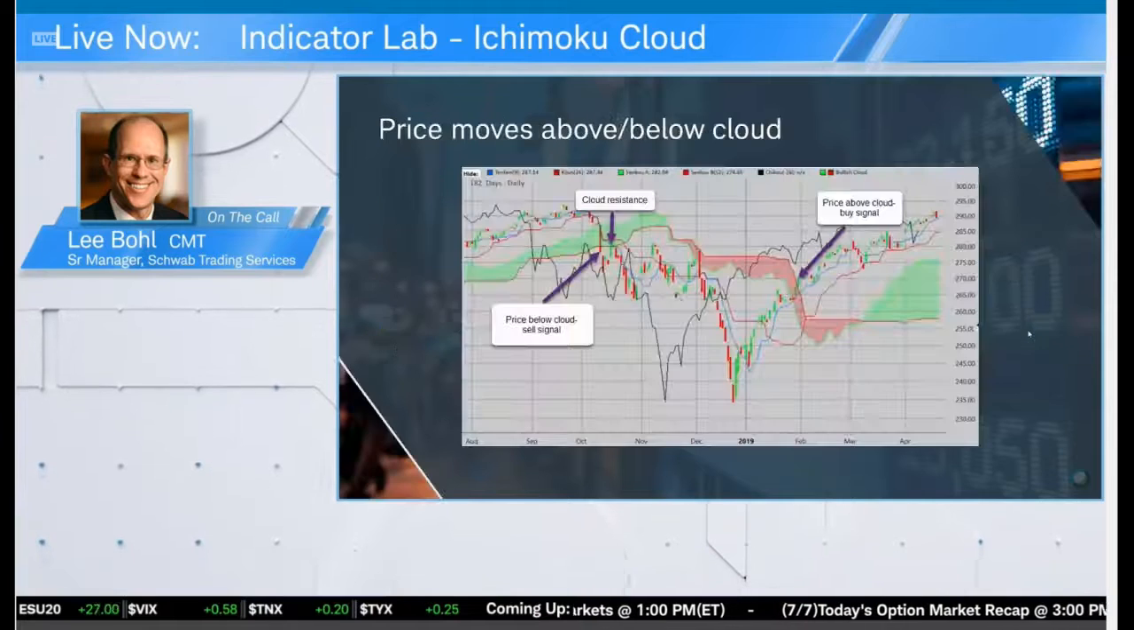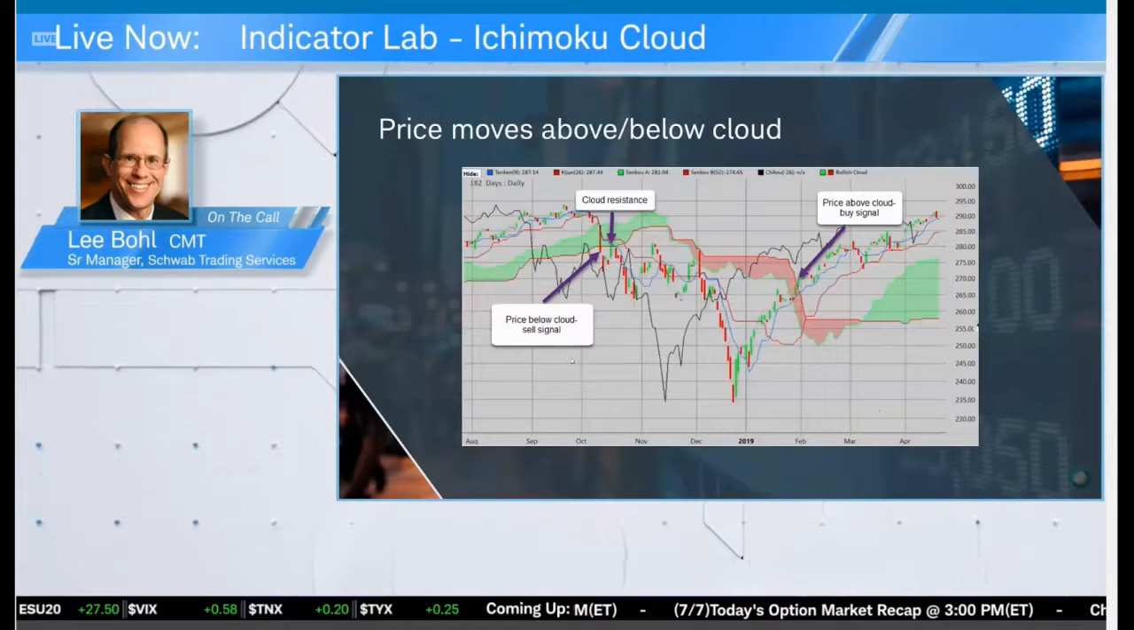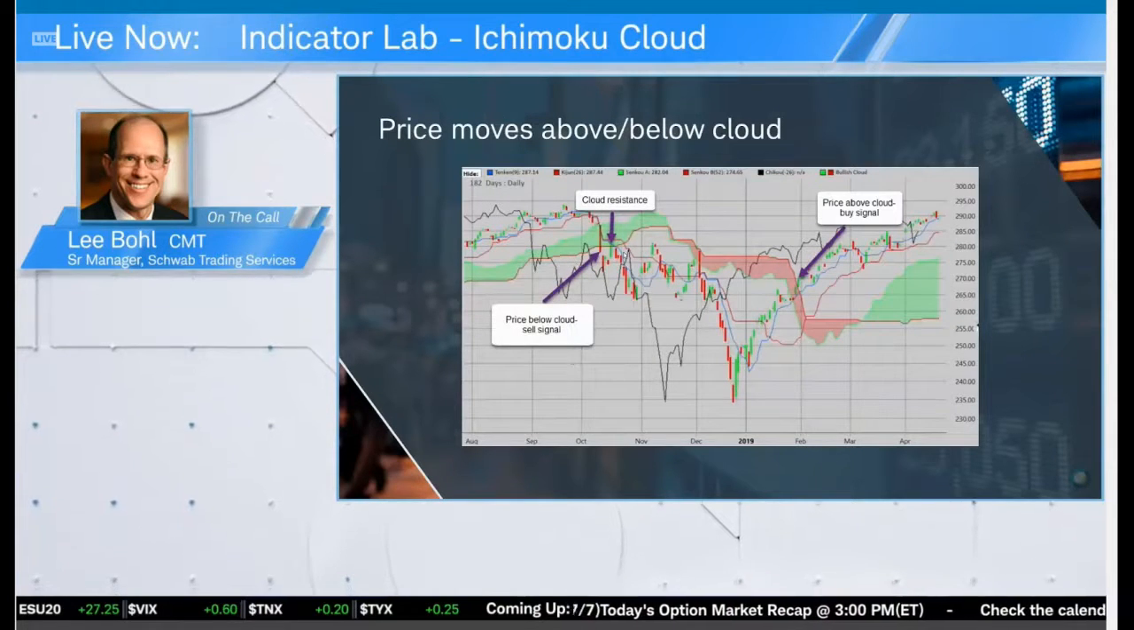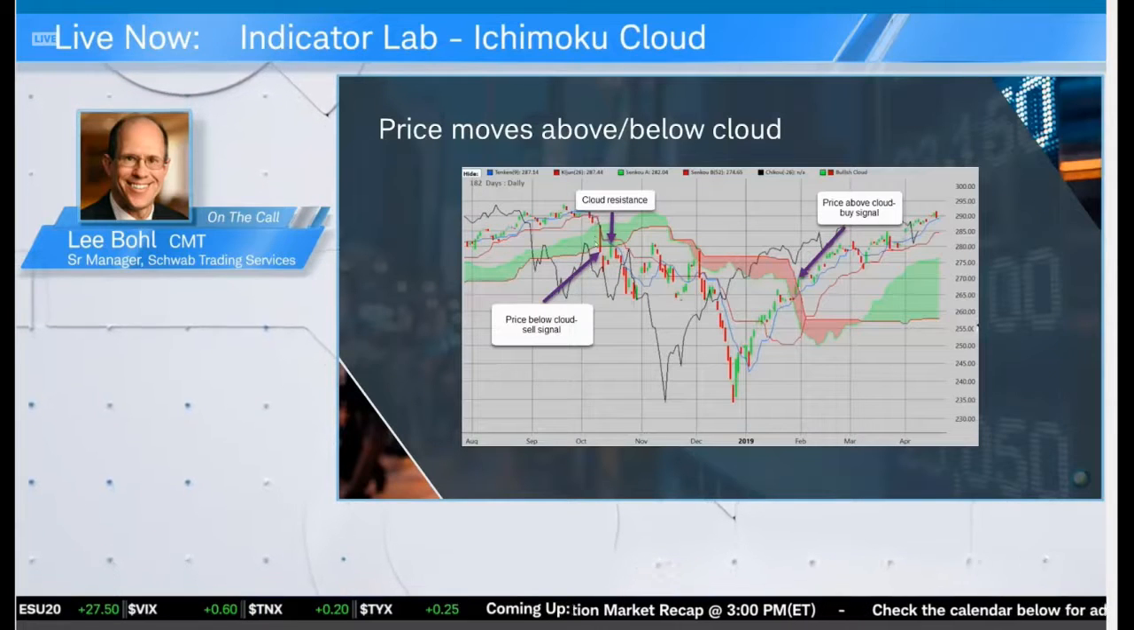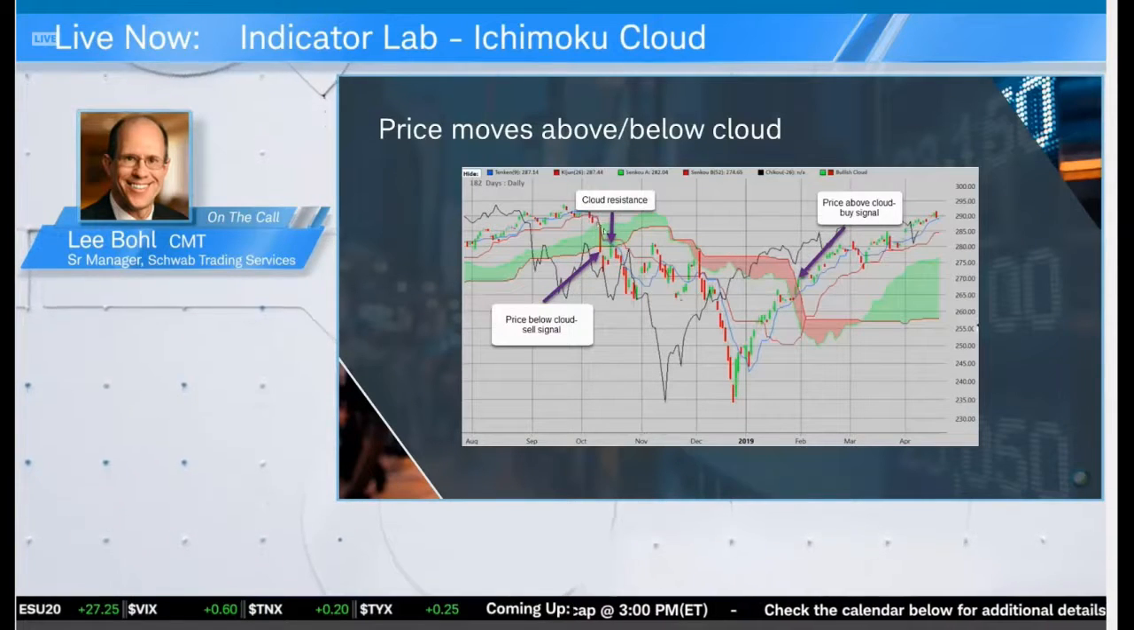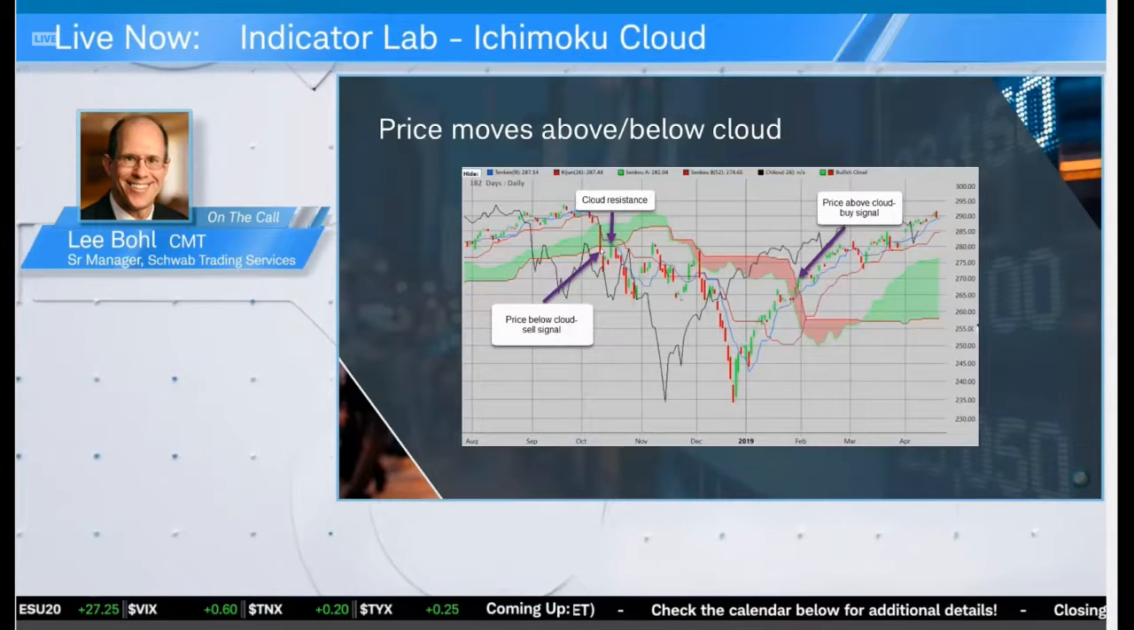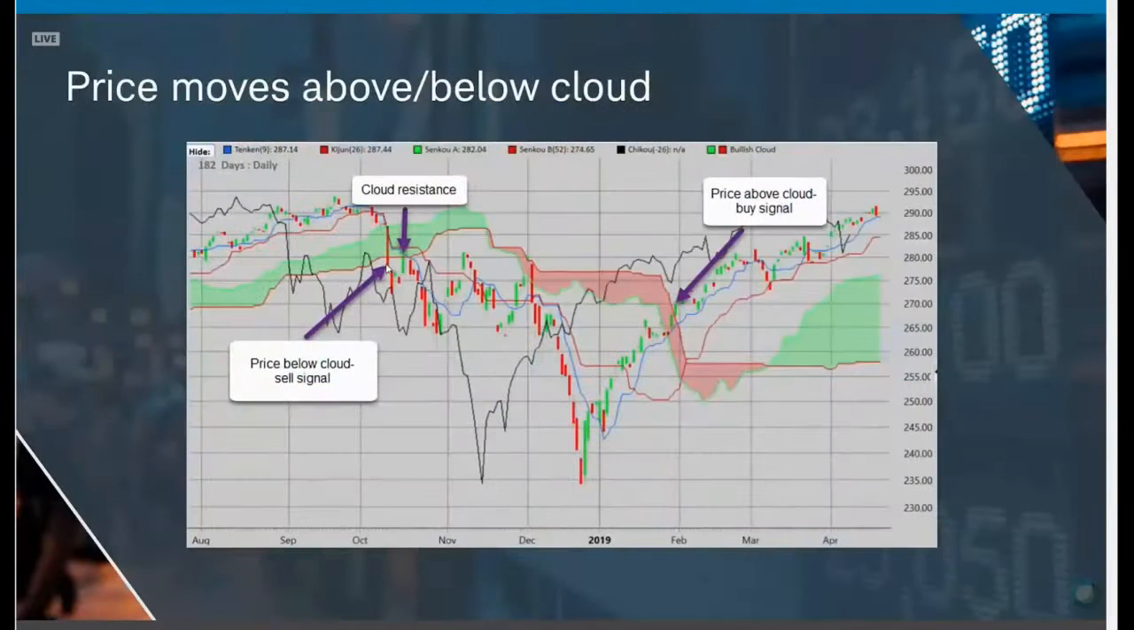So let's just take a look at some of the signals. Okay, so right here, price drops below the cloud, bearish. Also notice how the cloud itself acted as resistance when you threw back, right? So remember, cloud borders can act as support or resistance too, okay? All right, did we get any other signals?